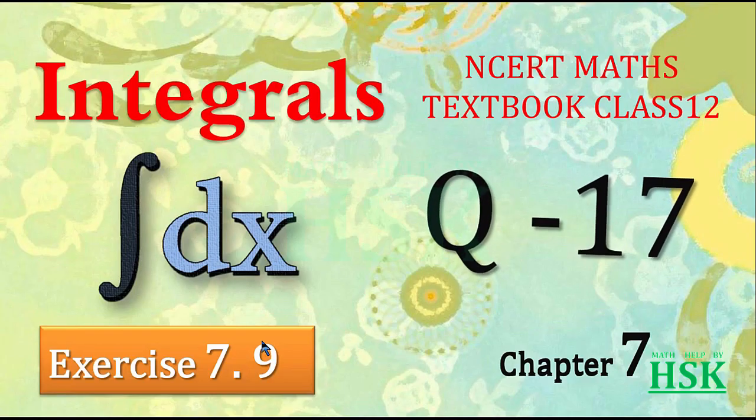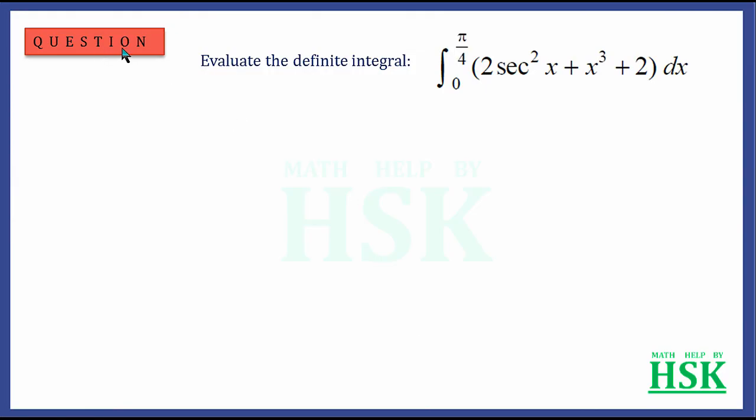Taking question number 17 of exercise 7.9 from the chapter Integrals. Friends, the question is like this. We have to evaluate this definite integral. It is the integration of (sec square x times 2 sec square x plus x cube plus 2) with respect to x from the limit 0 to pi by 4.